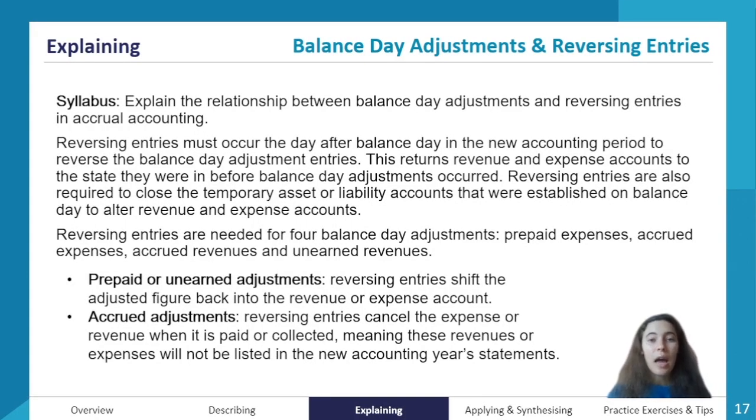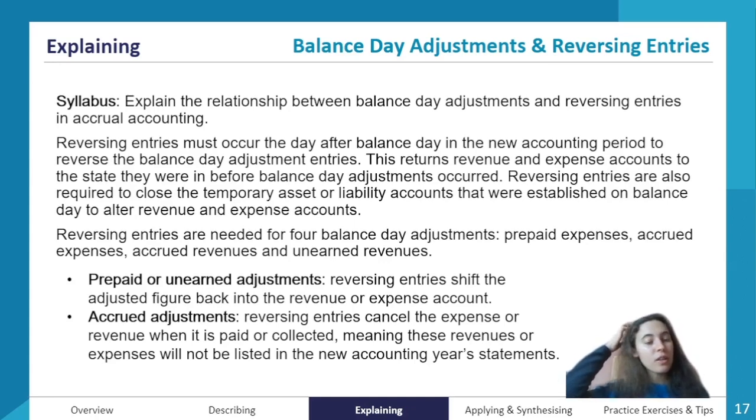Next up, we've got the relationship between balance day adjustments and reversing entries, which is something that I touched on earlier. So reversing entries must occur the day after balance day in the new accounting period. So usually we think of this as the 1st of July to reverse the balance day adjustment entries that were made. So this returns the revenue and the expense accounts that were involved in those balance day adjustments to the state that they were in before those balance day adjustments occurred.